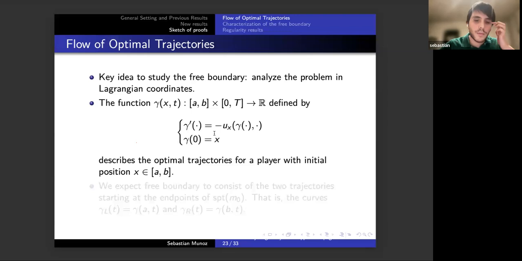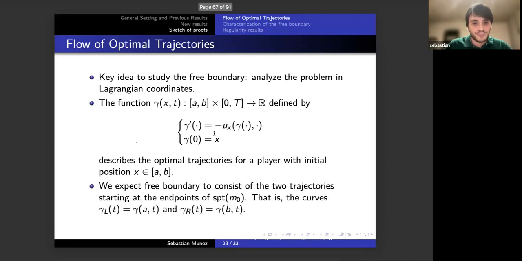So this function gamma, which is a function of the initial position of the player and the time, is the flow of optimal trajectories, and this gives the Lagrangian coordinates for the player. So gamma of x,t is the position of a player that started at position x at time t. And we expect the free boundary to be exactly the two optimal trajectories that start at the endpoints of the support. So that means the curves gamma of a,t and gamma of b,t.